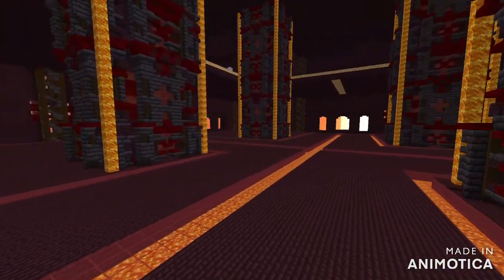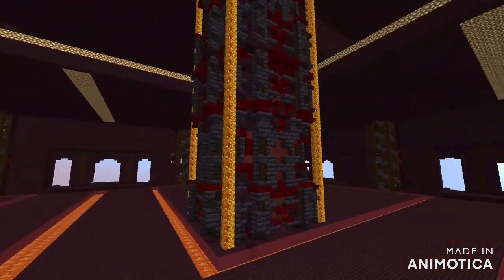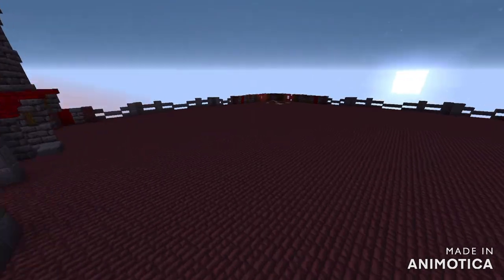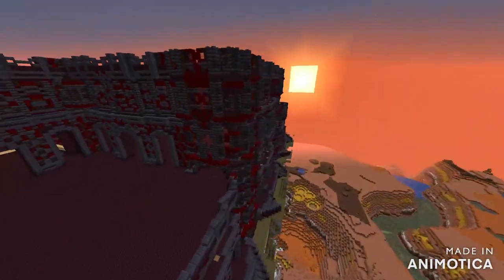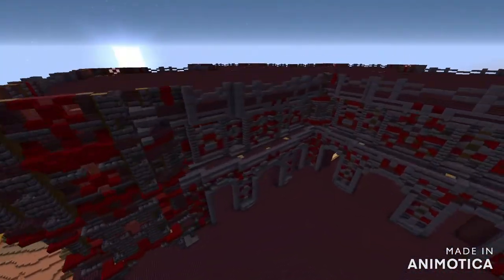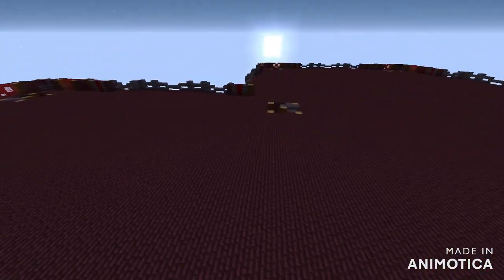As many may be wondering, how did I build this so fast? There's a mod in Minecraft called World Edit where you can copy and paste a bunch of things. So I created portions and then copied and pasted a lot of times. As you can see, there's a lot of similar looking parts to this building.